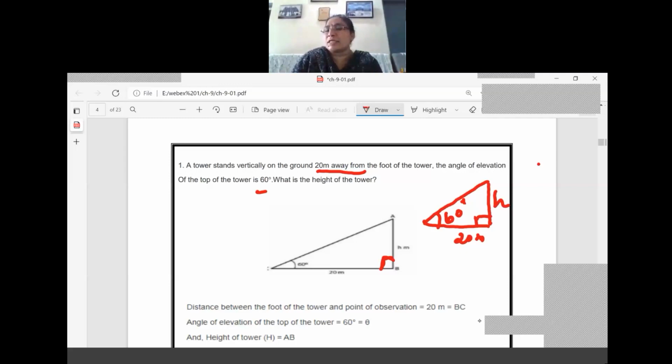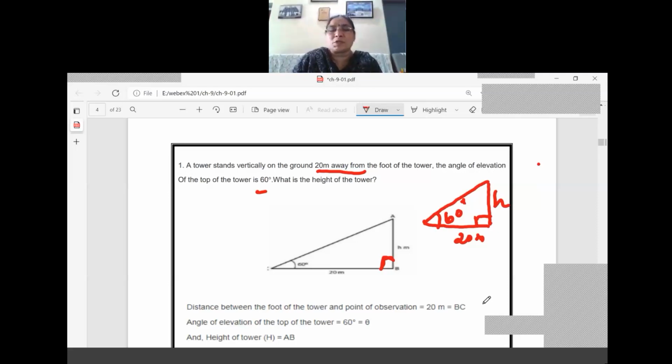See, if 60 degrees is taken, h is the opposite side and 20 meter is the known side, that is adjacent. So if you use tan 60, you can get the value for h. You can use sin 60 also, or cos 60 also, but whatever is easiest for us should be calculated. So you should think which is the unknown and which is the known value. Which is the unknown here? Height of the tower. We have taken it as h.